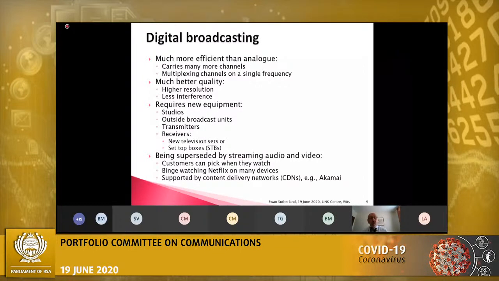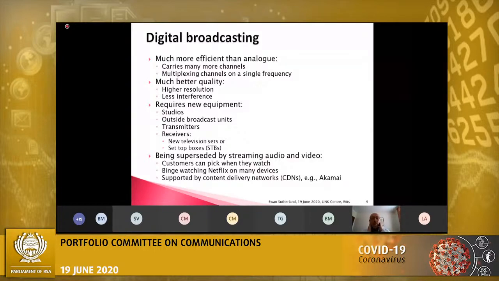People have switched to streaming audio and streaming video. You can pick when you watch. If you miss something that's being broadcast while we're on this session, you can go and do it in catch-up at another time. You can binge watch the whole of The Crown or Game of Thrones or whatever in one go. So it raises difficult economic questions about whether you invest in digital broadcasting if people are going to watch it in some other way. How do you combine the two? What makes sense?